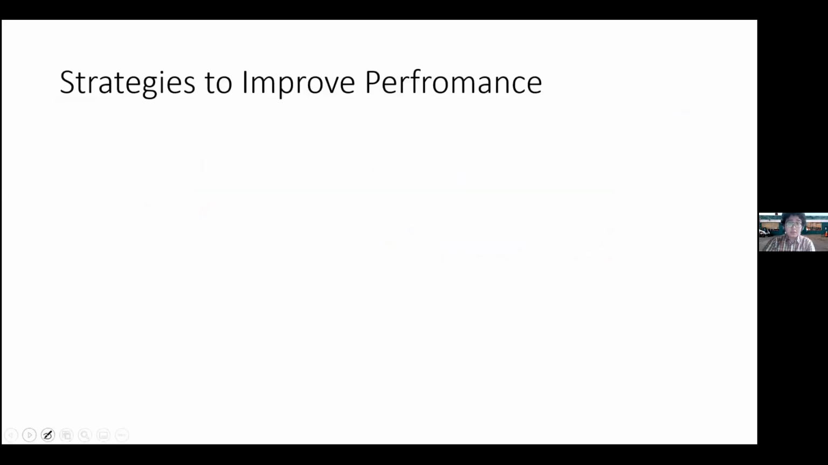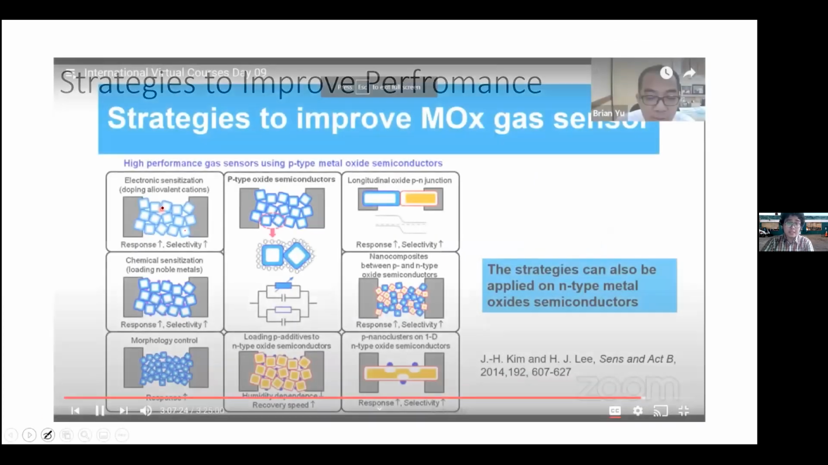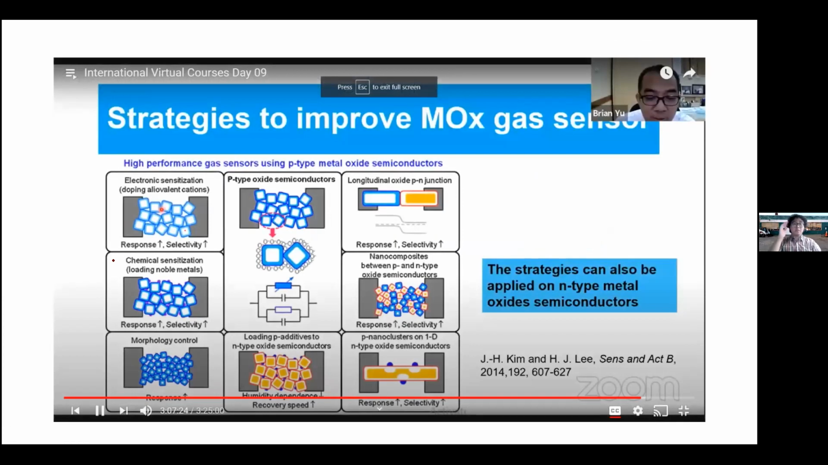Okay. Now there are some strategies to improve the performance of this type of sensor. Namely, sensitization with doping of halovalent cations, chemical sensitization with loading of noble metals, control of the morphology, loading additives, P-type additives to N-type oxide semiconductors, longitudinal oxide P-N junction, making nanocomposites between P and N-type oxide semiconductors, and making P nanoclusters on one-dimensional N-type oxide semiconductors. Okay, and that's all I have today. Thank you for your attention, and terima kasih.